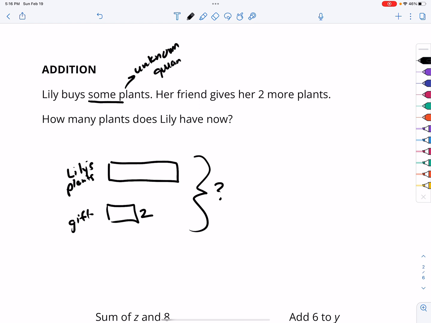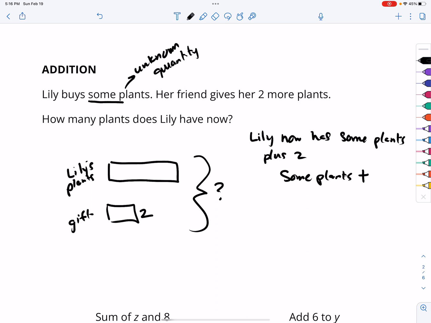quantity. And to replace this, because you wouldn't want to say, how many plants does Lily have now? Lily now has some plants plus 2, or some plants plus 2, like that. This here seems like nonsense. So instead of that, we are going to replace that with a variable. And in this case, I'm going to pick the variable p, because it stands for plants, and it's easy enough. So we know that Lily has p plus 2 plants. So this is how we would write an expression for that.